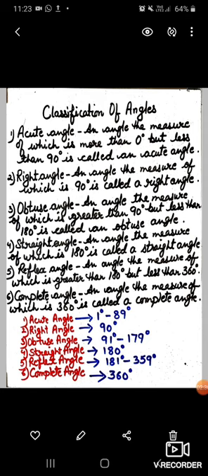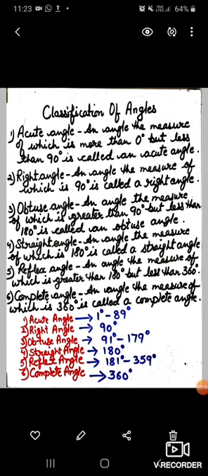Third is obtuse angle, an angle the measure of which is greater than 90 degree but less than 180 degree is called an obtuse angle. Next is straight angle, an angle whose measure is equal to 180 degree is called a straight angle. And reflex angle. What are reflex angles? An angle the measure of which is greater than 180 but less than 360 degree. And complete angle is an angle whose measure is equal to 360 degree.